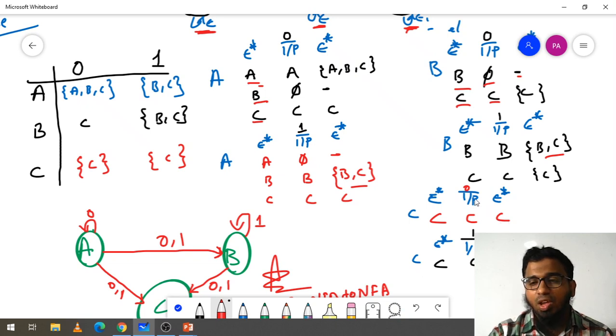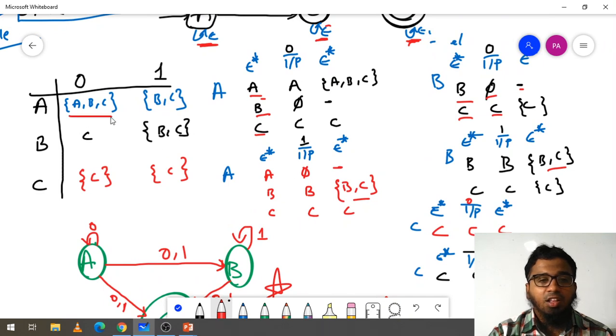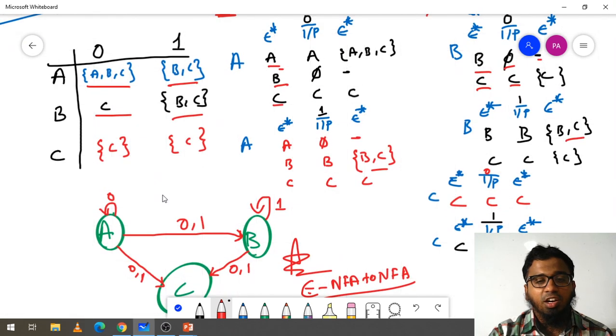So in the same way, with the 0 input and with the 1 input we got this, and we added it in here. Okay. So after preparing the state table, we need to draw the state graph.